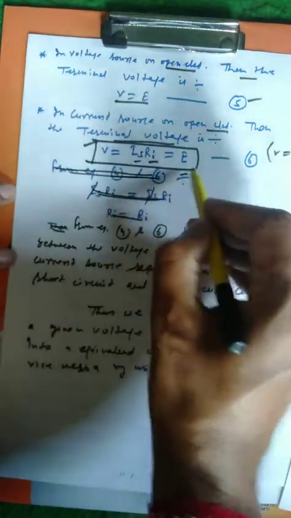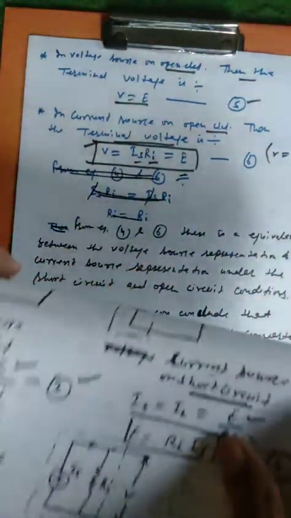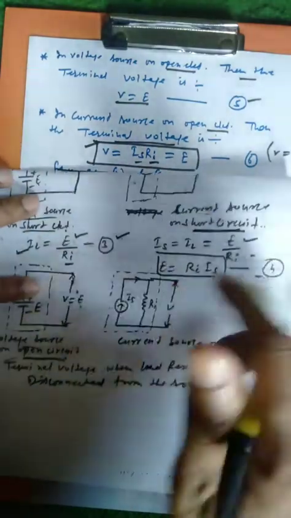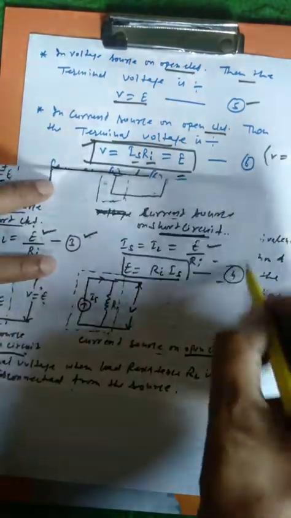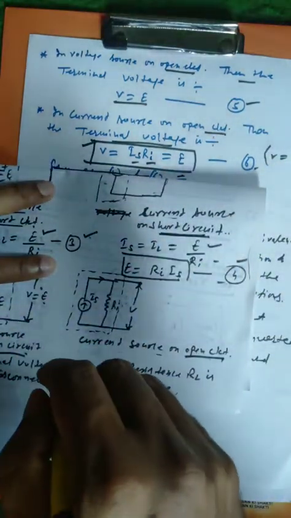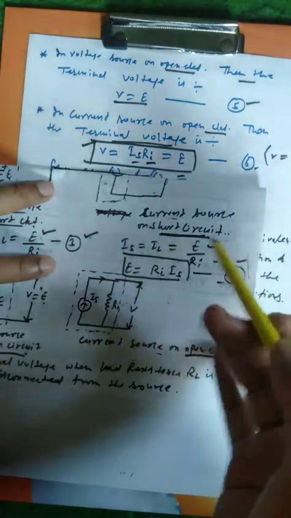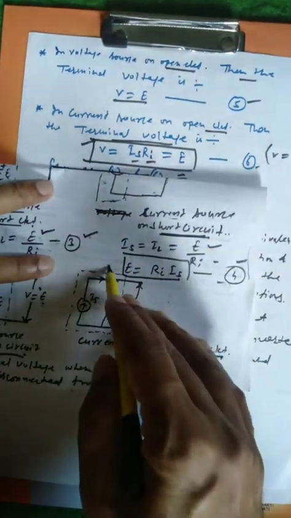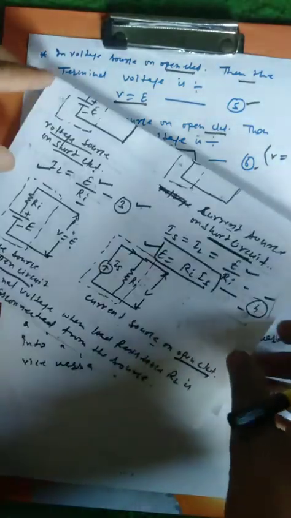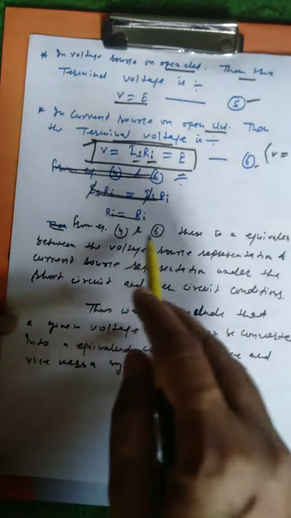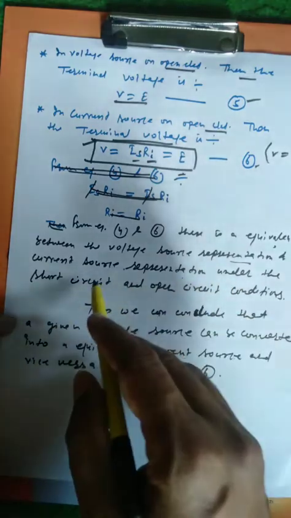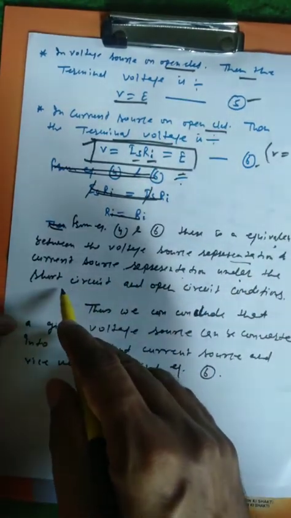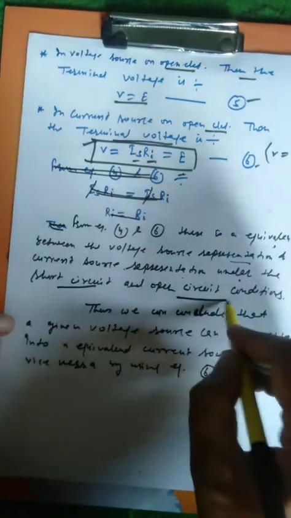So from equation number 4 and 6, which we have already discussed, that is E is equal to Ri Es, you can see that in both the current source case and the voltage source case, the output voltage is the same. So we can say that the voltage source representation and the current source representation, in any condition, either short circuit or open circuit, are the same.